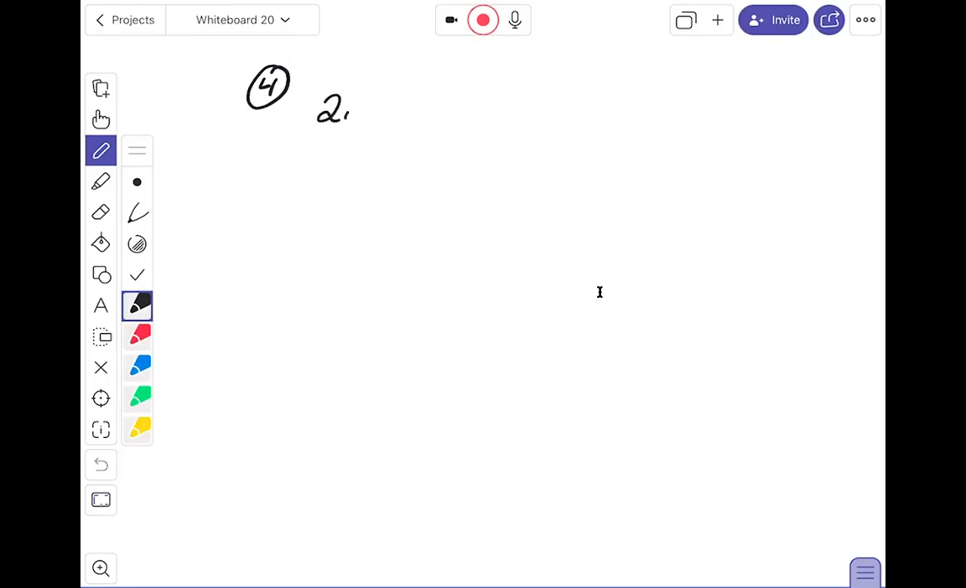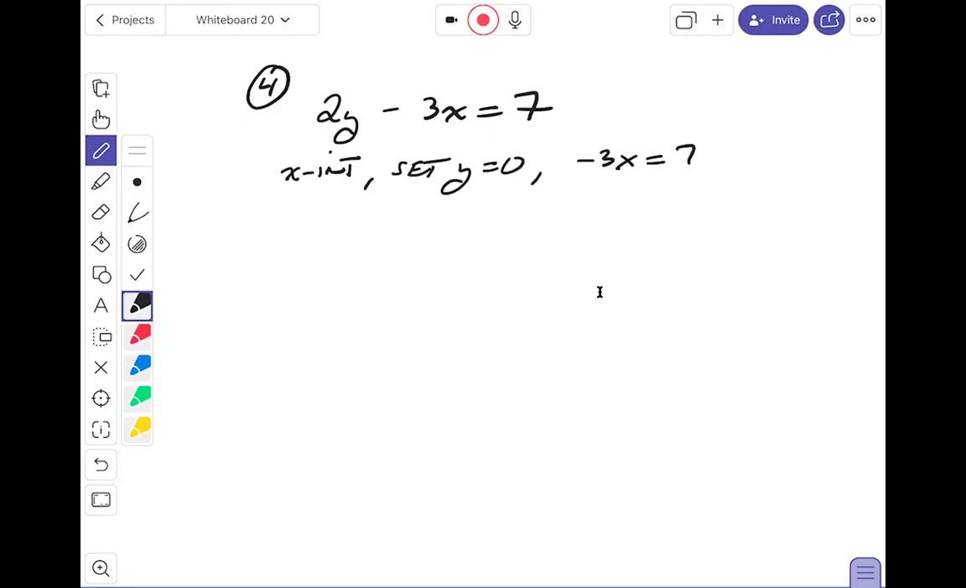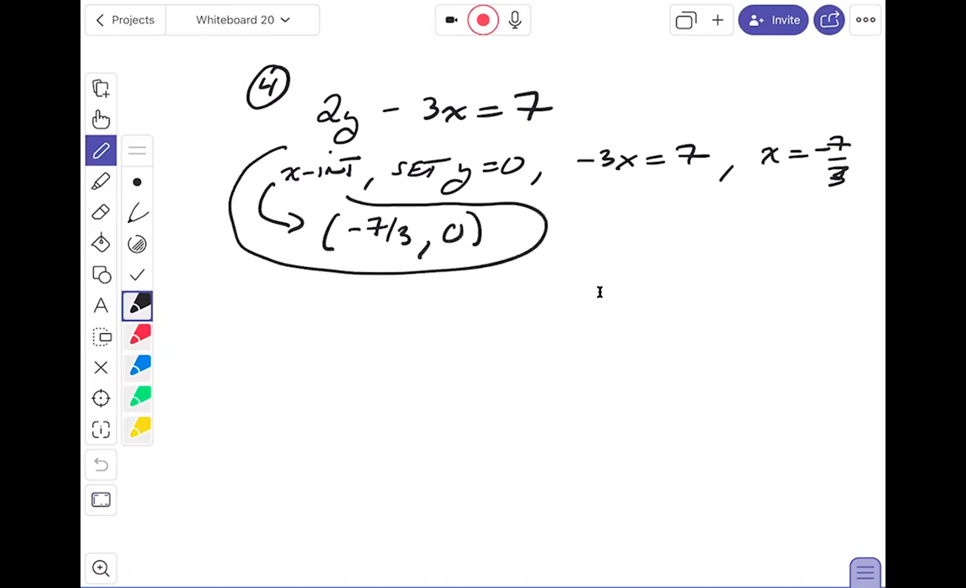Number 4, same question. They want to know slope, x-intercept, y-intercept, b, and so on. Same question. All right, so I'm going to write down the x-intercept. Set y equal to 0. If you do that, you're going to get minus 3x equals 7. Relatively simple. X would be minus 7/3. Okay, so I know the x-intercept. What's it going to be? Minus 7/3, comma, 0. I'm going to put a box around that because they did ask for it.